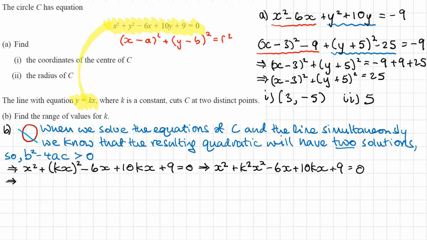From here, what I'm going to do is to collect together all of the x squared terms and the x terms, because I want to know the values of a, b and c so I can substitute them into this discriminant equation.